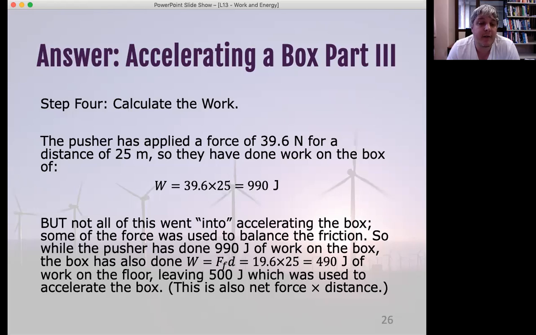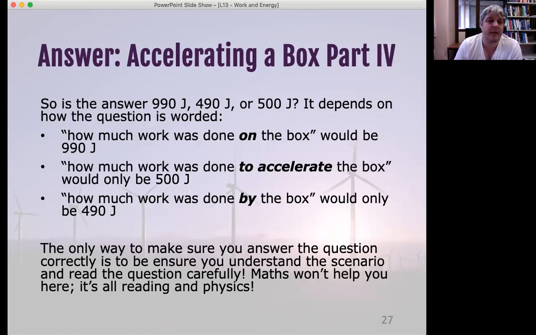So we had only 500 joules being used to actually accelerate the box. So 990 joules was done on the box, 490 was done by the box to the floor, and 500 was actually used to accelerate the box. So we've got all these different energy values. What's the actual answer? Is it 990, 490, or 500 joules? It depends entirely on how the question is worded.